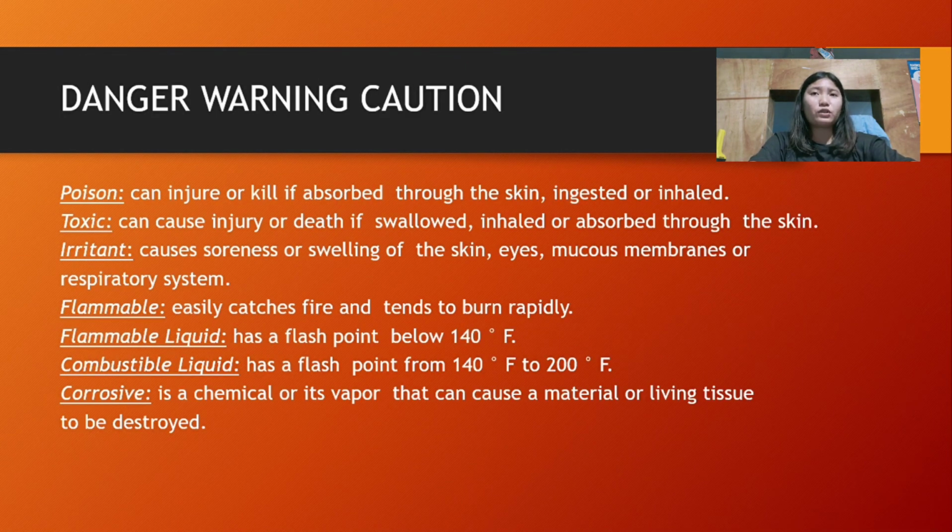We have the poison. It can injure or kill if absorbed through the skin, ingested, or inhaled. Toxic can cause injury or death if swallowed, inhaled, or absorbed through the skin. Irritant causes soreness or swelling of the skin, eyes, mucous membranes, or respiratory system. And we have the flammable. It easily catches fire and tends to burn rapidly.